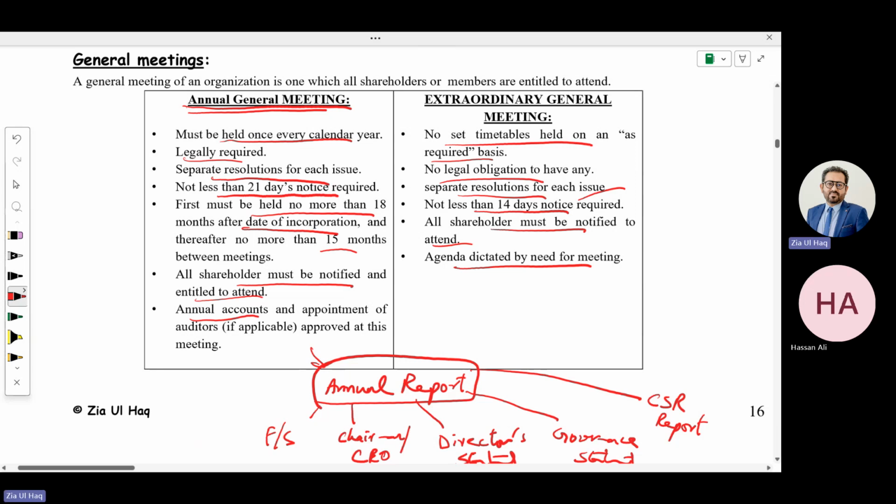If the agenda and purpose are not predefined, they have no clue why they are going to attend the meeting. Some might not attend, others might come to the meeting with an empty mind. So issues will not be resolved in one meeting. It will be delayed in deciding the issues. So this is the difference between AGM and EGM.